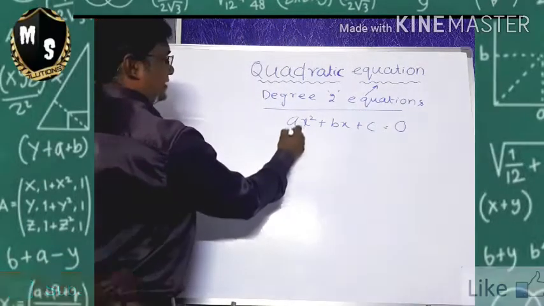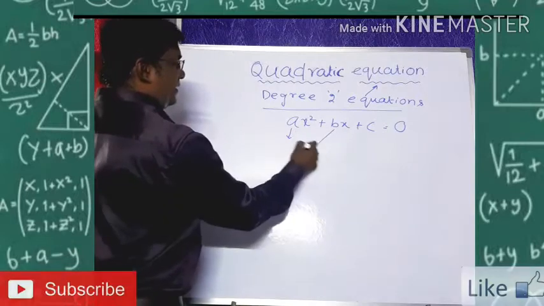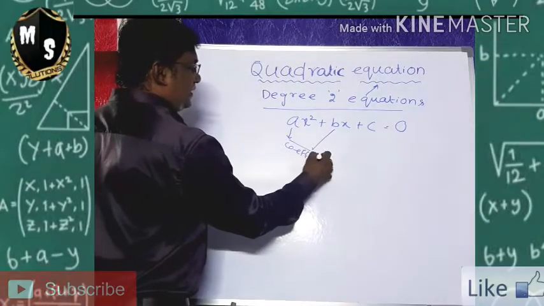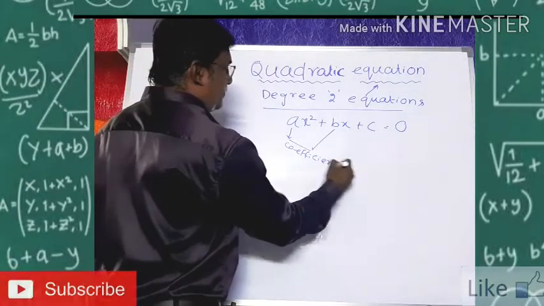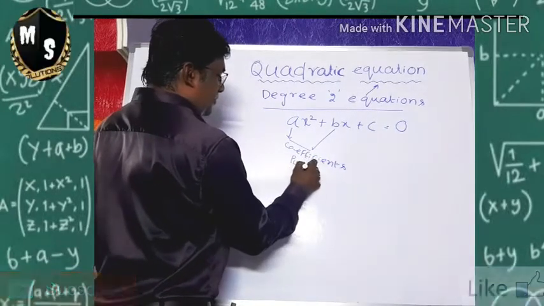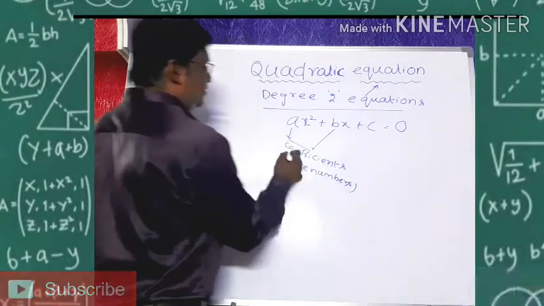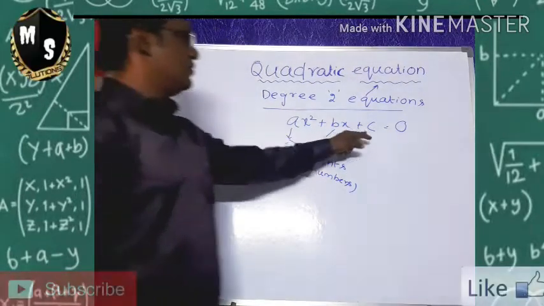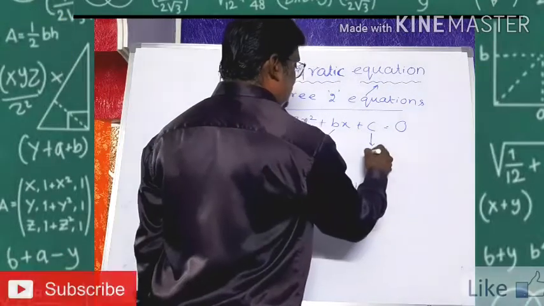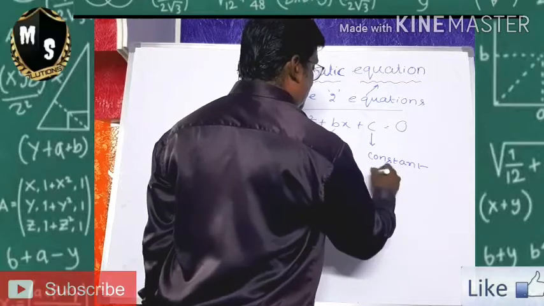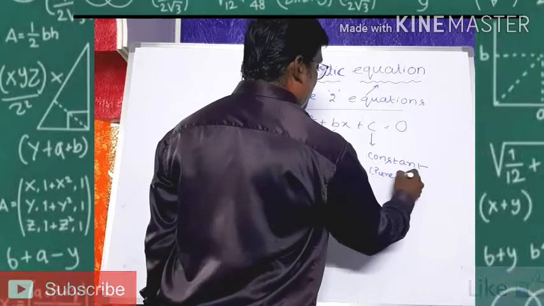What is A? A and B are called coefficients. Coefficients are pure numbers, that means from 1 to infinity. And C is also called a constant. C is called a constant. A constant is also a pure number.